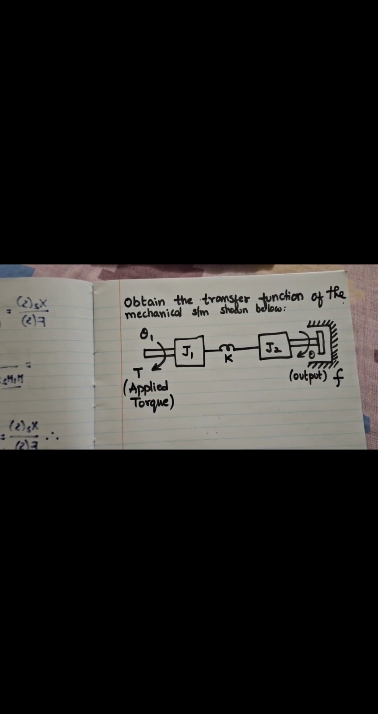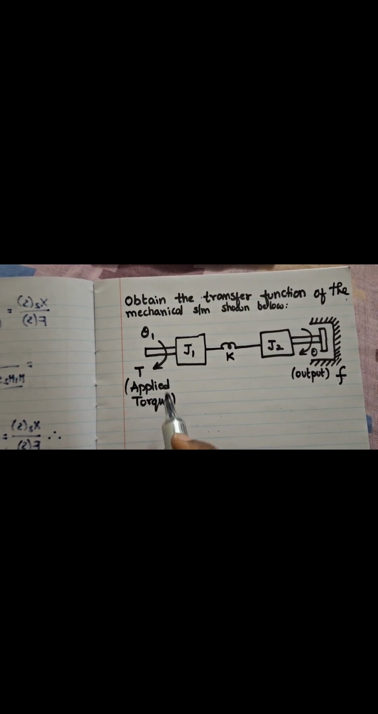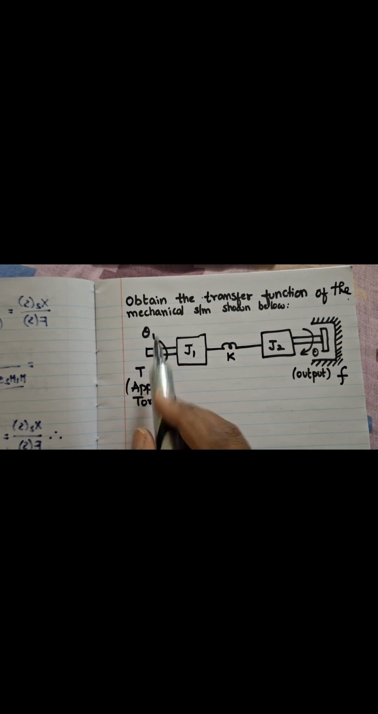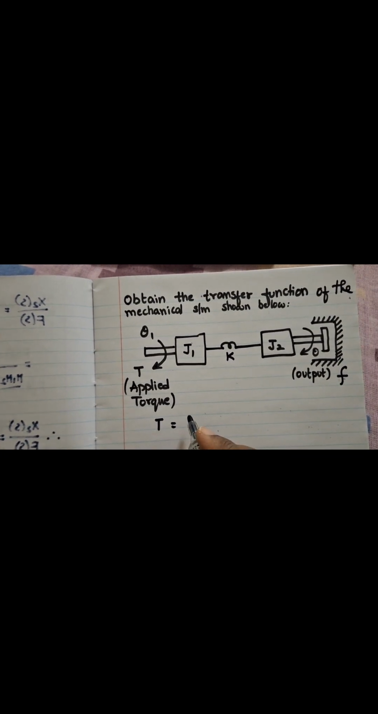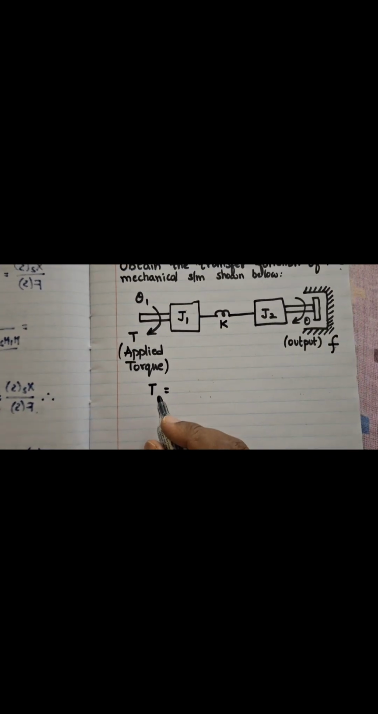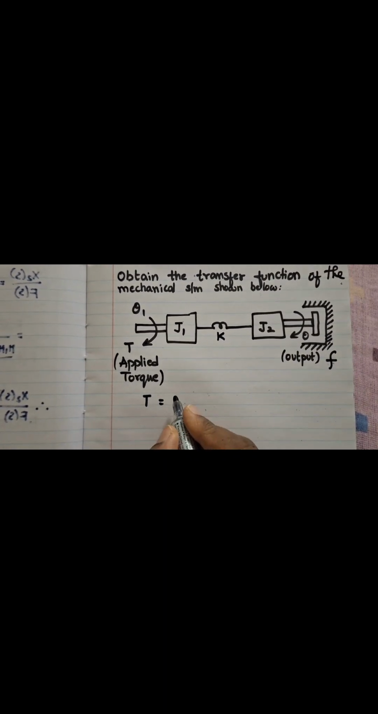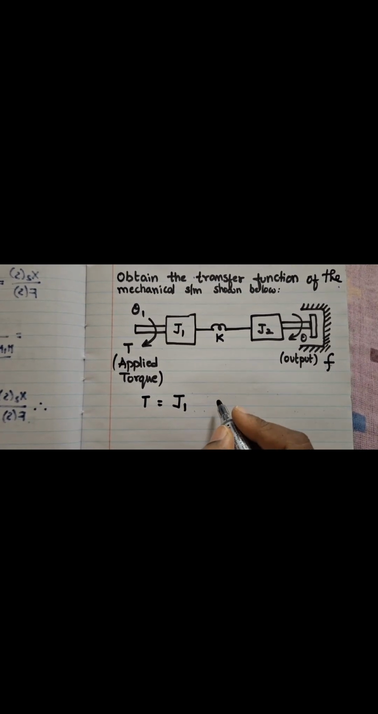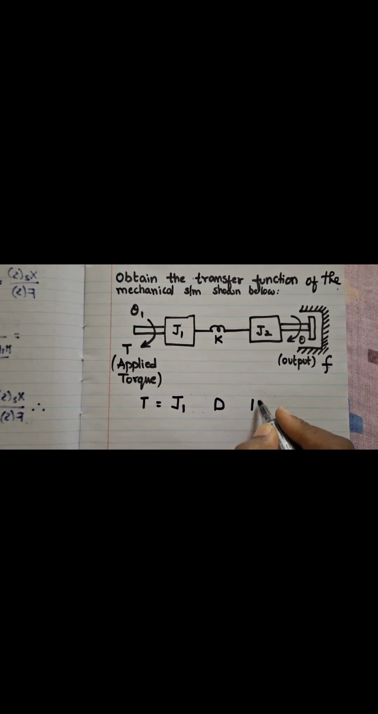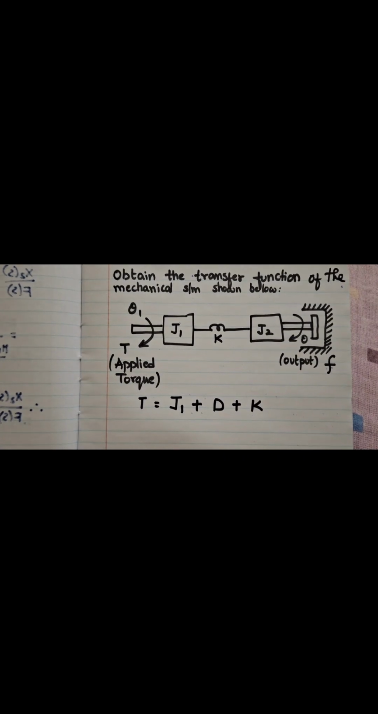So according to this given question, what is given? T applied torque with theta 1. It means torque is the input which makes the mass of the body move. When you are applying torque, you are in a rotational mode, right? So the mass of the body is called the moment of inertia, damper will be damper, spring will be spring. So T is equal to J plus D plus K.